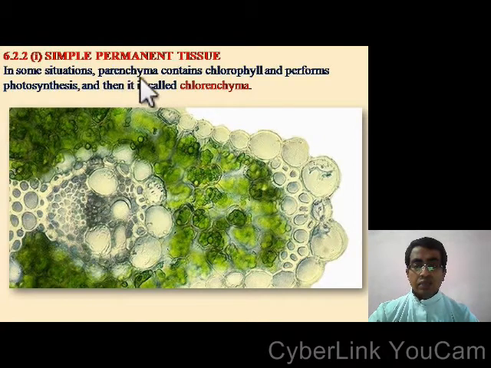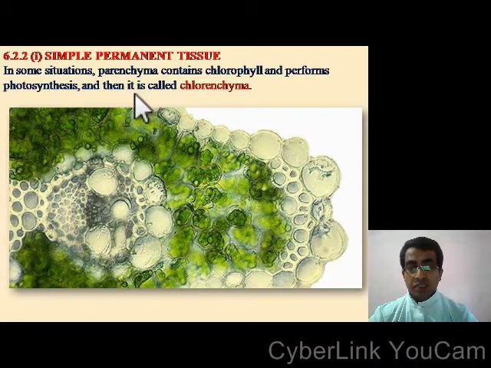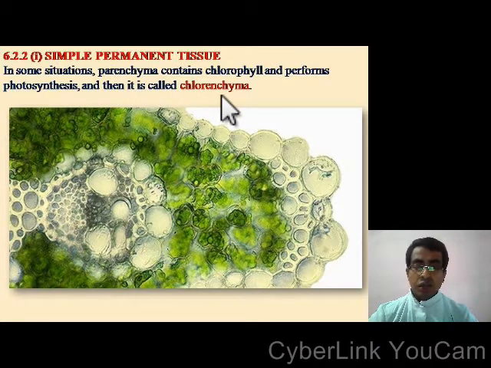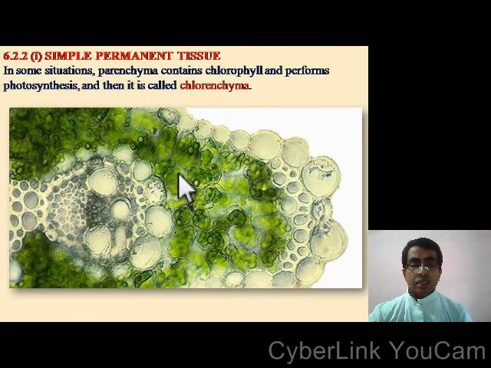In some situations, the parenchyma contains chlorophyll and performs photosynthesis, and so it is called chlorenchyma. So the parenchyma cells that contain chlorophyll are known as chlorenchyma cells. You can see a structure here.